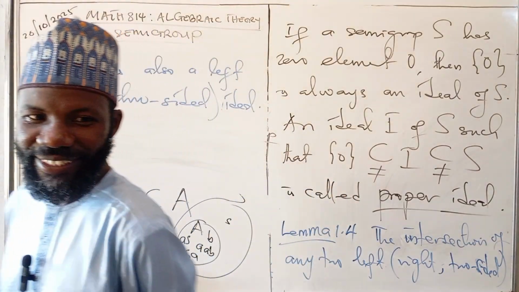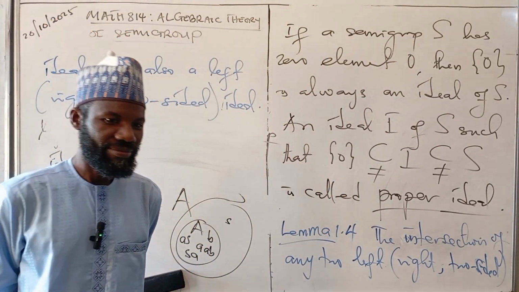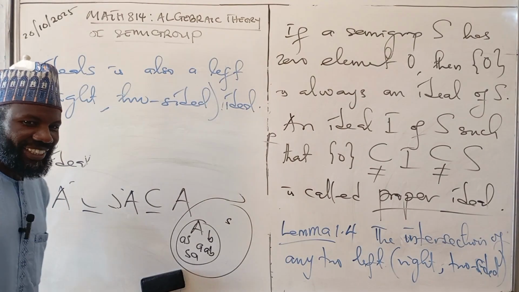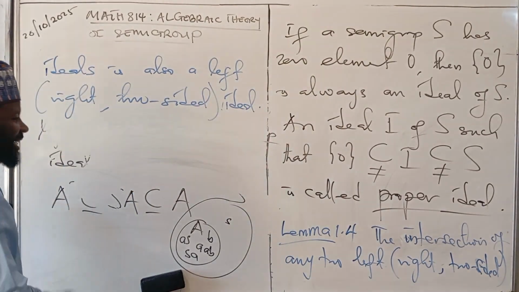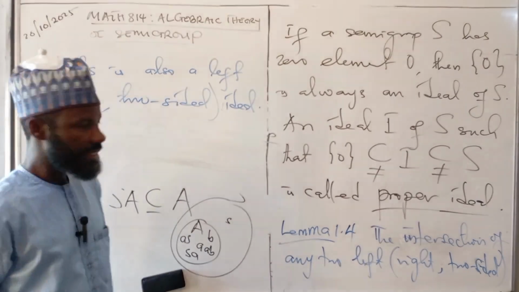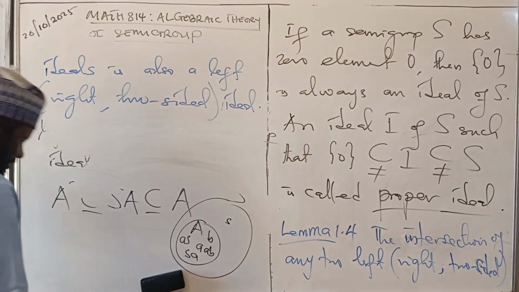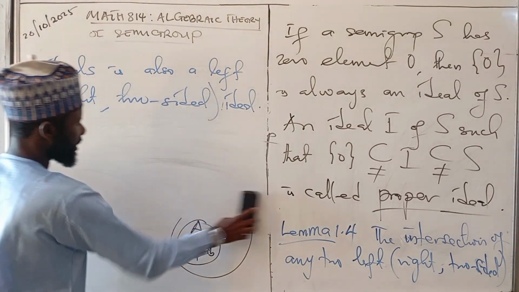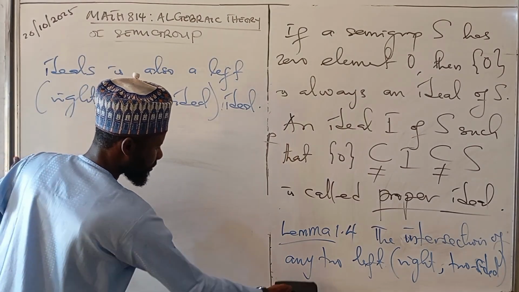Any left and right, is the intersection an ideal? No, not necessarily. Okay, you can try it. You take a left ideal and a right ideal and take the intersection. All right. Check whether the intersection is an ideal or not. Okay?